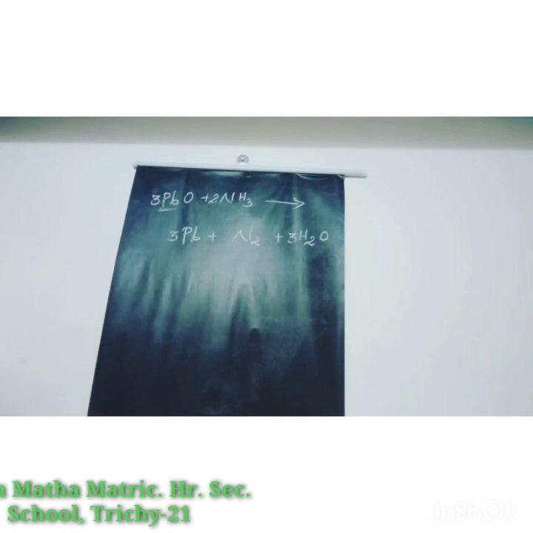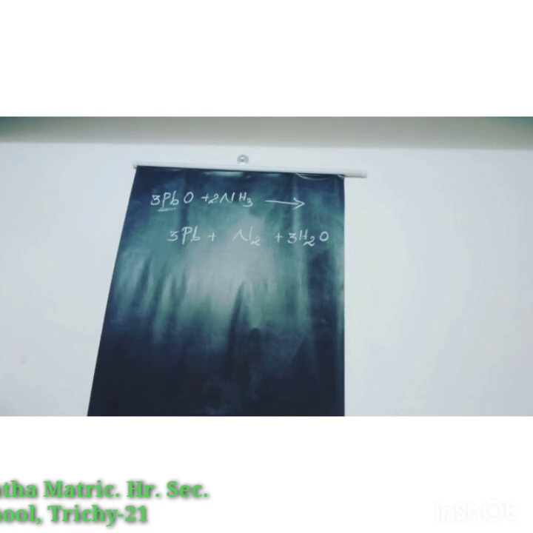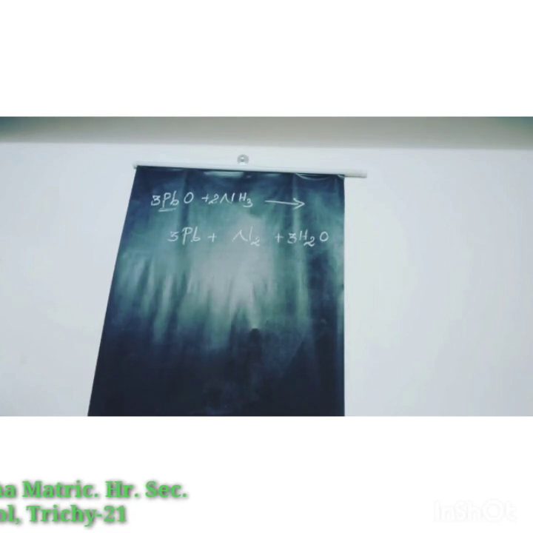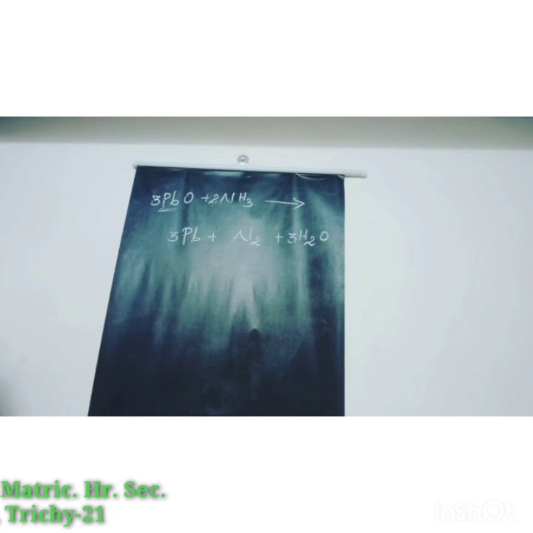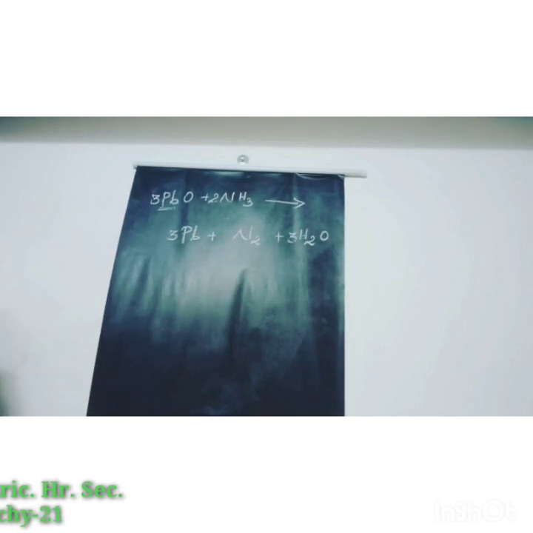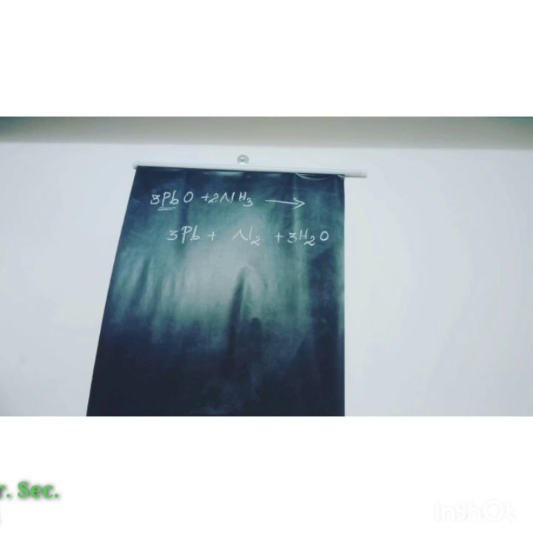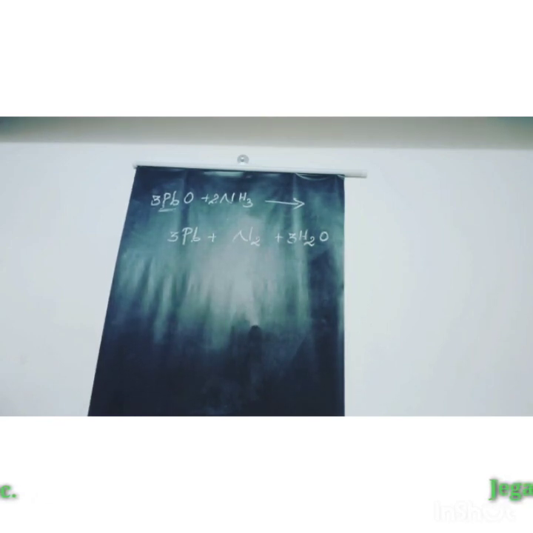And next one is reaction with acids. When treated with acids, it forms ammonium salts. This reaction shows that the affinity of ammonia for proton is greater than that of water. And next one is reaction with chlorine and chlorides. Ammonia reacts with chlorine and chlorides to give ammonium chloride as a final product.